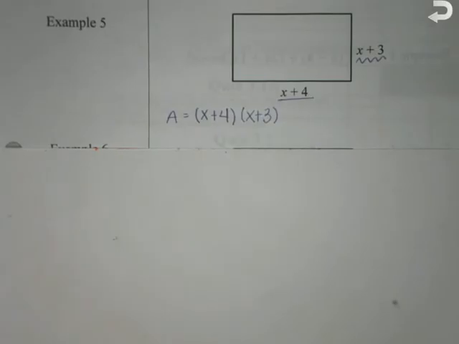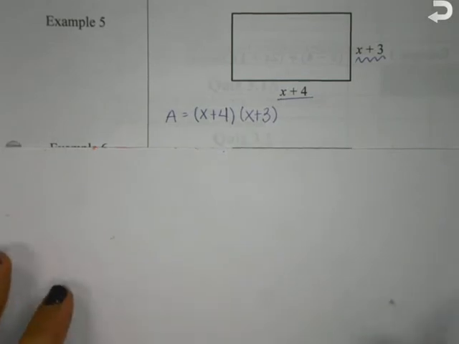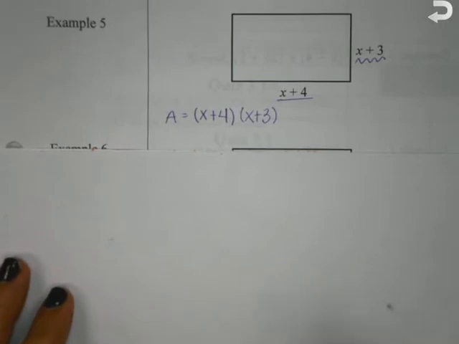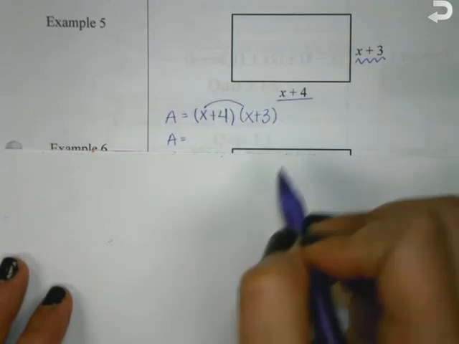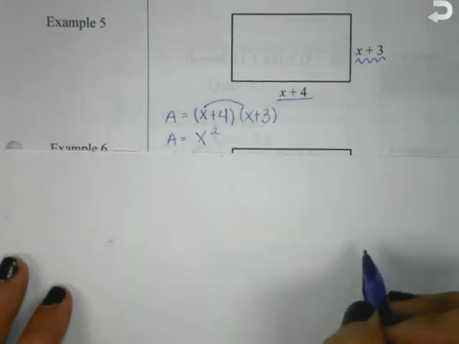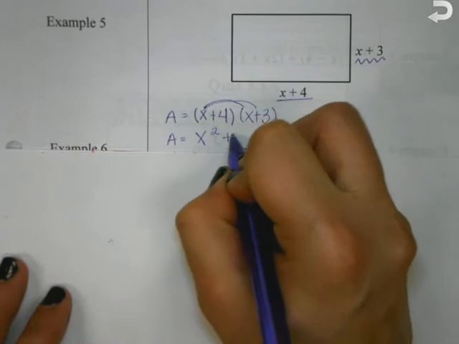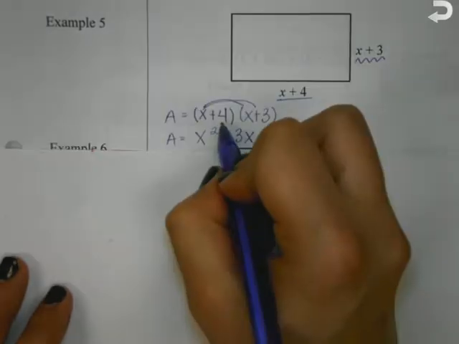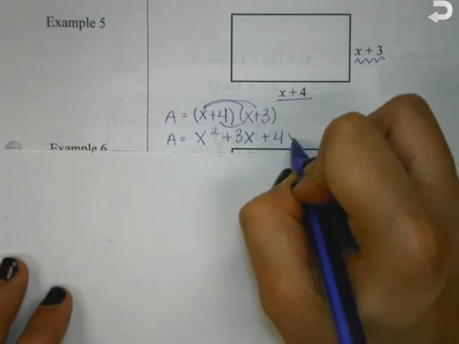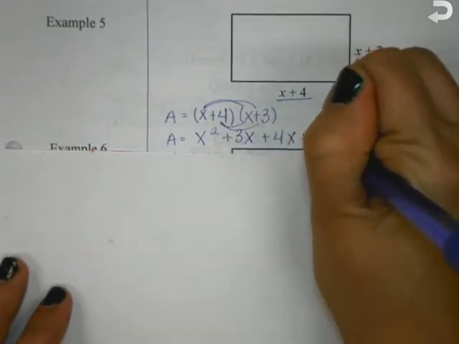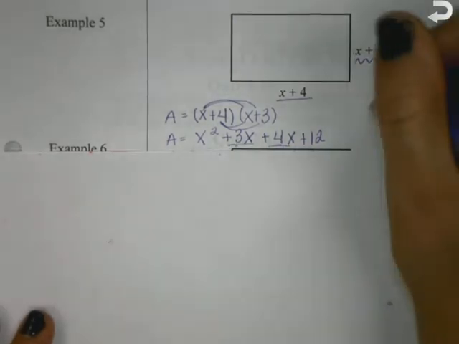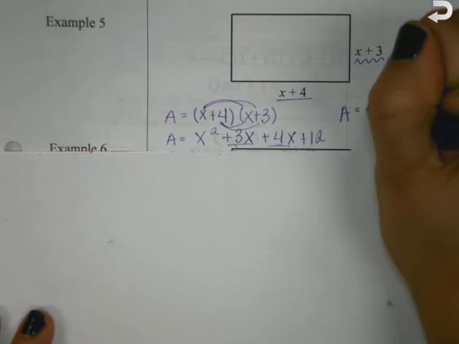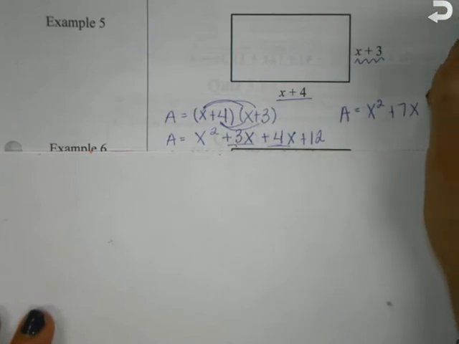Now, does this look like everything we've just been doing? Yeah. You can choose either method you want, box or foil. I'm going to use foil for this one. So that gives me area is equal to x times x, x squared, x times 3 plus 3x, 4 times x plus 4x, and 4 times 3 plus 12. You must combine like terms, so my answer comes out to x squared plus 7x plus 12. And that's your area.